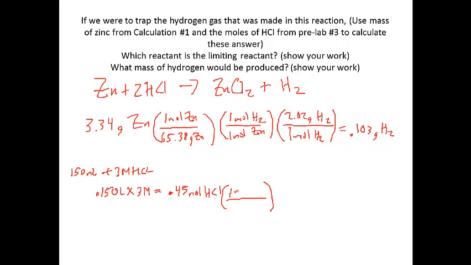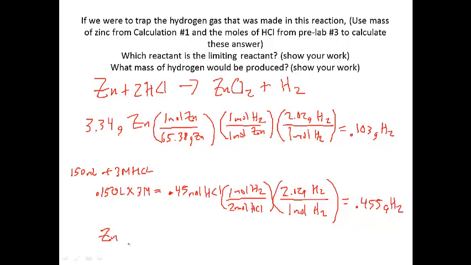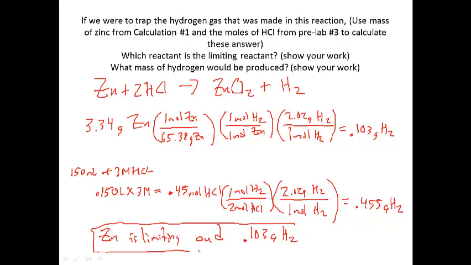You can go from that to moles of hydrogen. 1 mole hydrogen for every 2 moles HCl. And then from that, we can convert to grams of H2, 2.02 grams H2 for every 1 mole H2. When we do this, we get 0.455 grams H2. So we know in this case, based on this calculation, zinc is limiting and 0.103 grams of hydrogen are produced. So those are the answers to those first 2 questions.